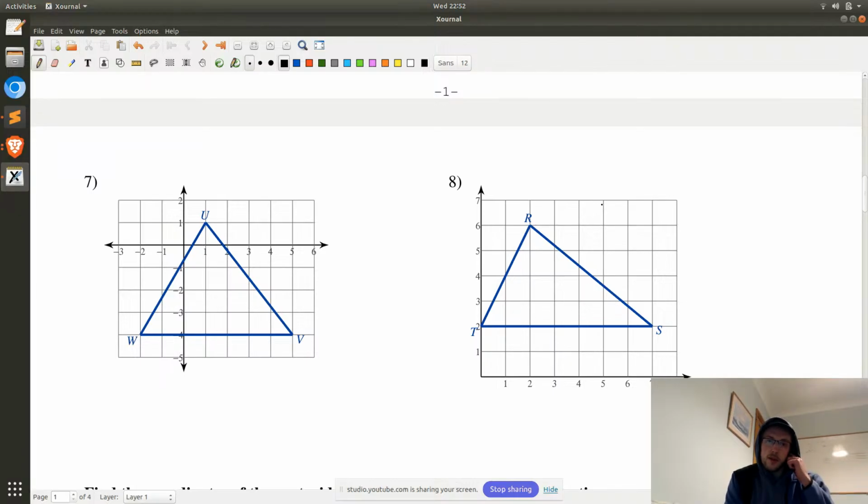Next, for this triangle here, the x-coordinates are -2, 1, and 5. Add them together and you get 4. Divide that by 3, 4/3. The y-coordinates are -4, 1, and -4. Add them together, you get -7, and divide by 3, -7/3. So that's 1 1/3 along to the right, and 2 1/3 down. There.